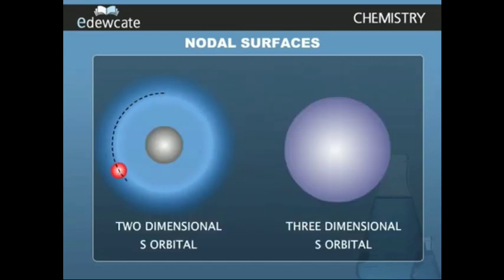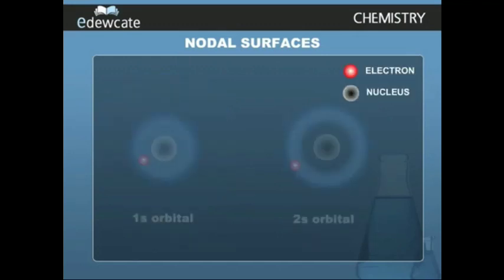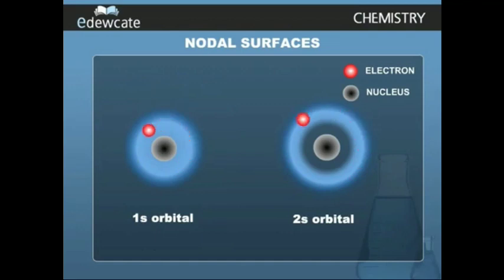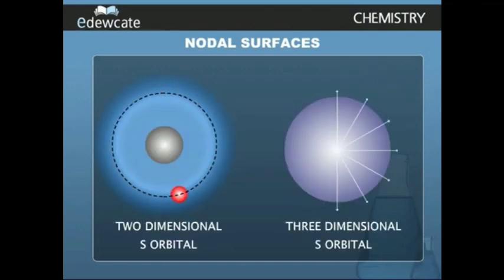Boundary surface diagram for an s orbital is actually a sphere centered on the nucleus. In 2 dimensions, this sphere looks like a circle. It encloses a region in which the probability of finding the electron is about 90%. Thus, we see that 1s and 2s orbitals are spherical in shape. In reality, all s orbitals are spherically symmetric. That is, the probability of finding the electron at a given distance is equal in all the directions.